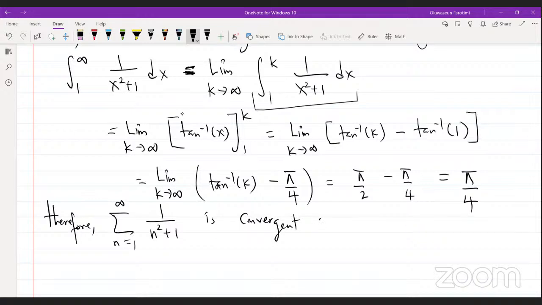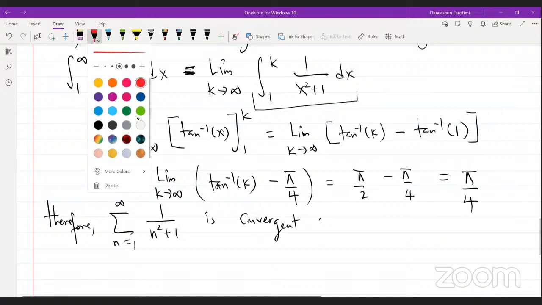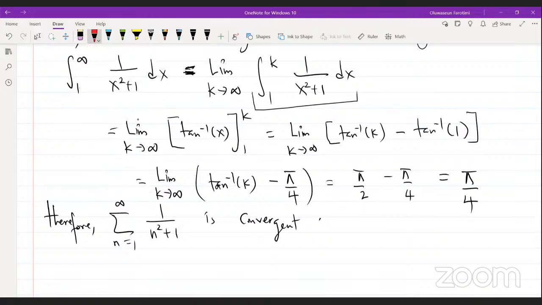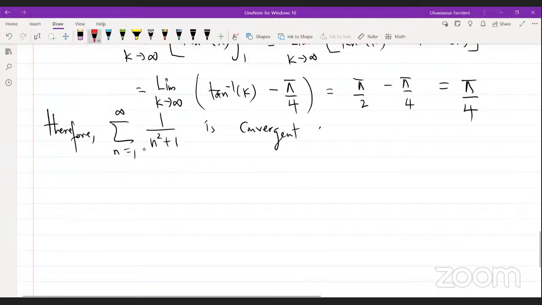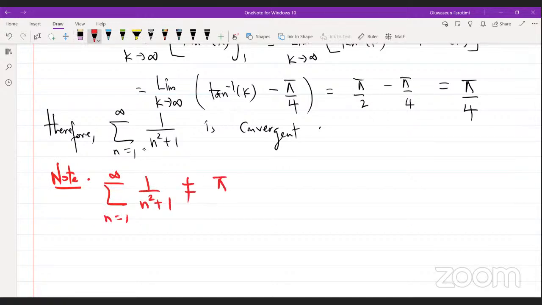Now, there's going to be a warning, guys. Let me chip in this warning. Remember, what does the integral test help us to do? Does it help us to find the sum? No, guys. It only helps to determine if a series is convergent or divergent. So let me give that warning right now. Note, this sum, or what we call the series, is not equal to pi over 4.